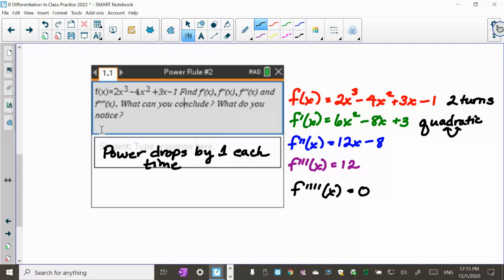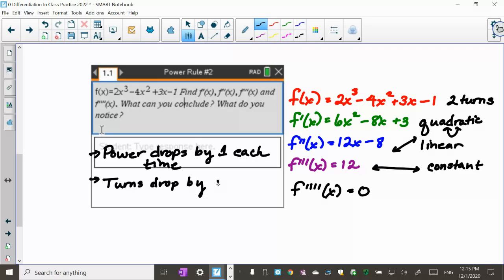It's going to look like that. And then this one is a straight line. So this is linear. So there's no turns to that. Then this one is going to be a straight line like this, where the slope is 0. This is a constant. And when I take the derivative of the constant, I'm going to get 0. So I notice that my turns will drop by 1 each time too.